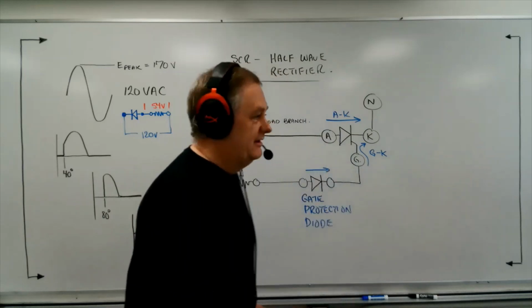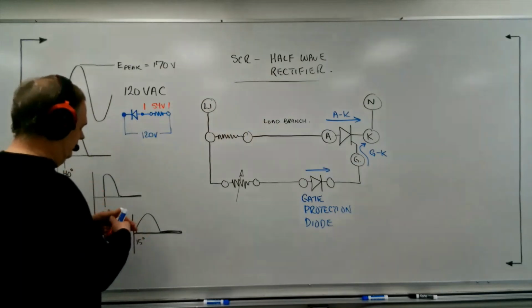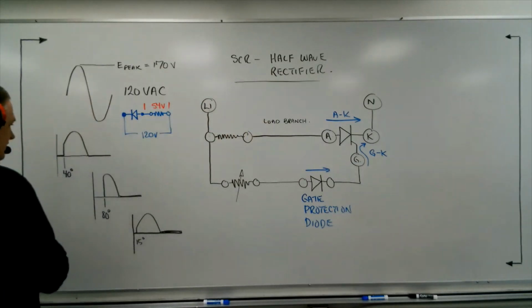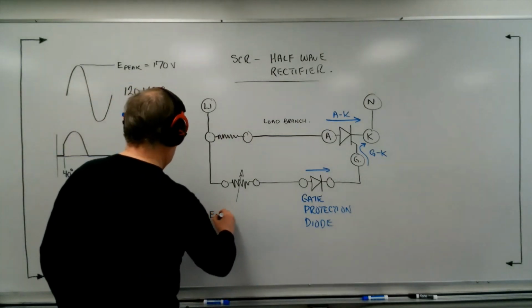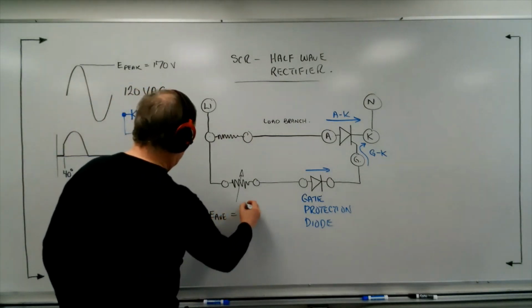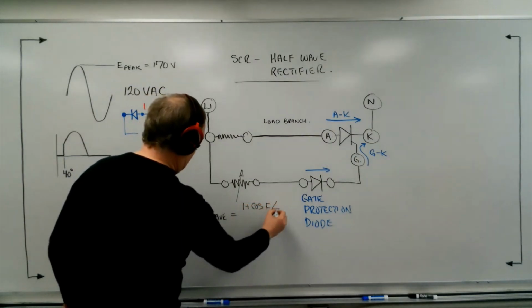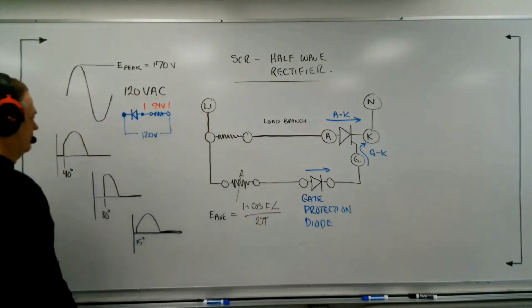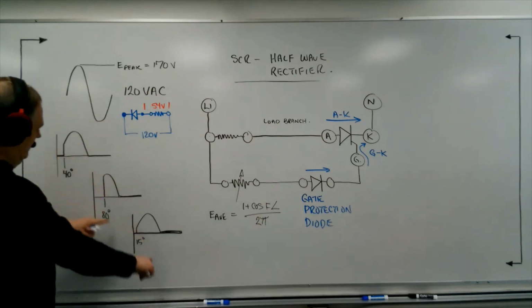So I want to look at some of the values using the formula that we just talked about, and that formula again is E average is equal to 1 plus the cos of the firing angle divided by 2 pi. Okay, gives us our average voltage. I'd like you to work it out for these 3 examples right here.